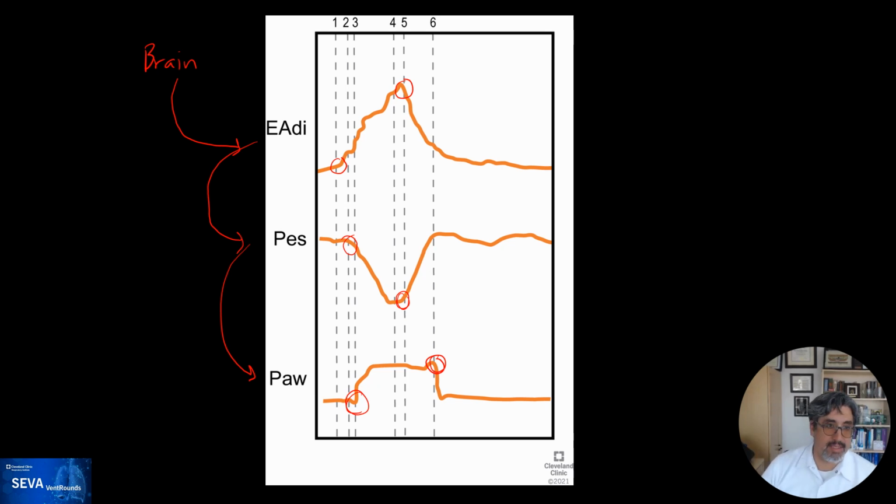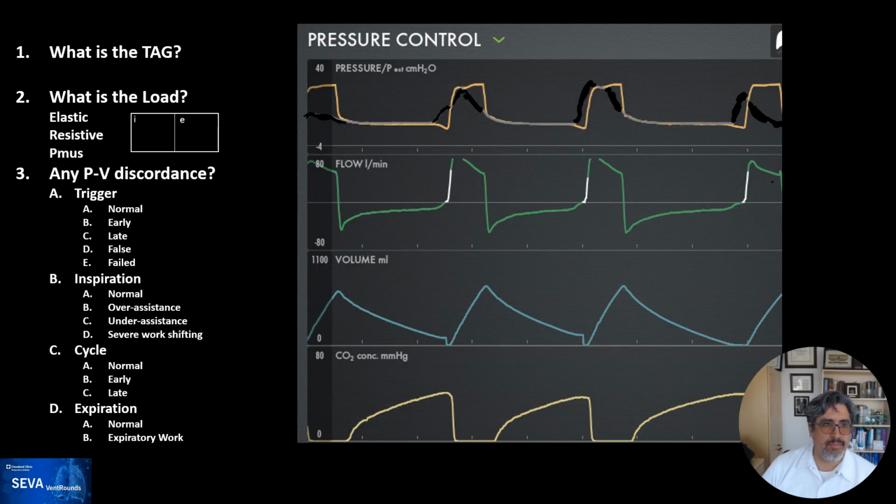So let's see this case that we had. And we start as usual by defining just by looking at the waveform. I'll give you a couple of seconds to look at it and think about what's the tag, what is the load, and what's the patient ventilator discordance. And you can pause it here and take a look at the image.